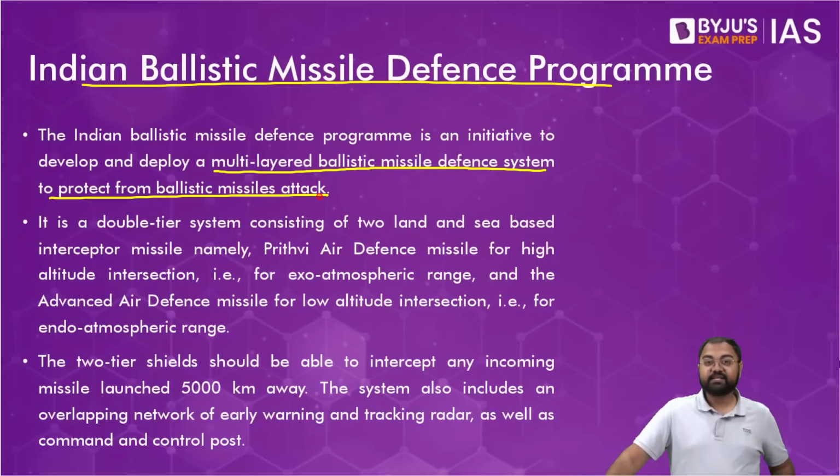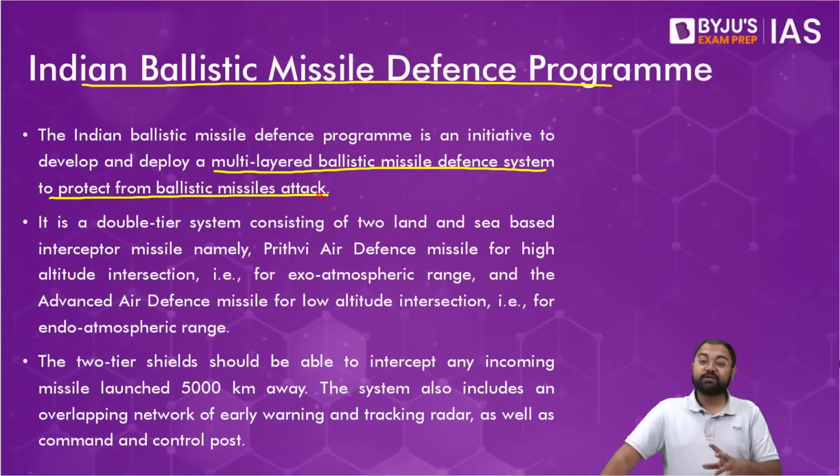So ballistic missiles are very quick, very fast, and they can be highly destructive. It would be very difficult for us to respond to any potential attack of ballistic missiles. Compared to that, responding to a cruise missile attack could still be a possibility, because cruise missiles travel at a much slower pace as compared to ballistic missiles. So that's why this was required.